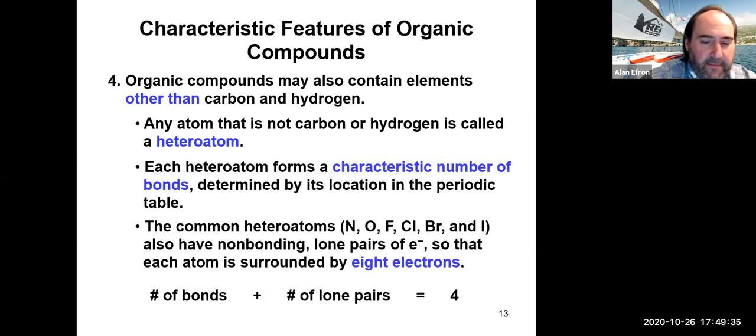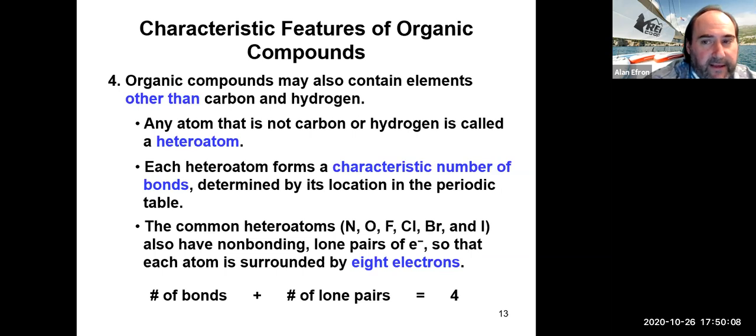Now, organic molecules also contain other elements, like I said, besides carbon and hydrogen. Substituting some of those out gives us different functional groups and different organic molecules. Some common ones are nitrogen and oxygen, which are very common members of organic compounds. Fluorine, chlorine, and bromine, some halogens, get on there as well. So typically, the number of bonds plus the number of lone pairs equals 4.